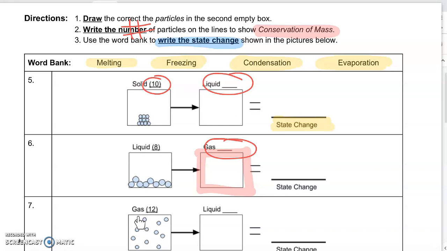Okay, students, next, we drew 12 gas particles. We're going from a gas to a liquid. What is that state change? Then you are going to tell us how many liquid particles you drew and what they look like when you draw them in the box. Press pause and do your work.